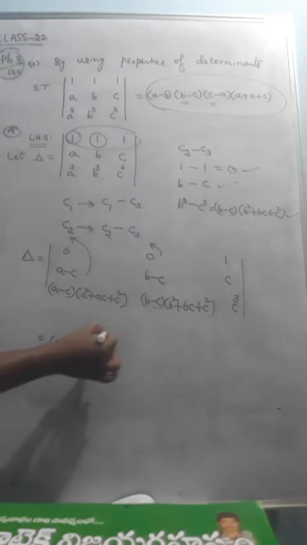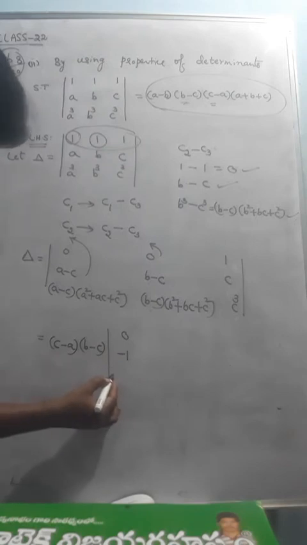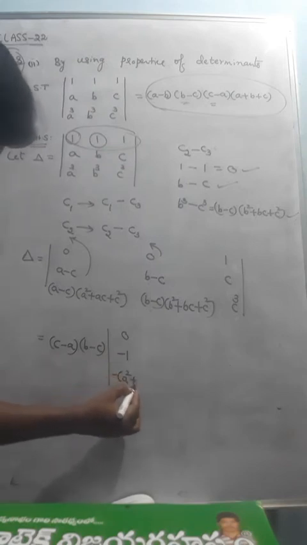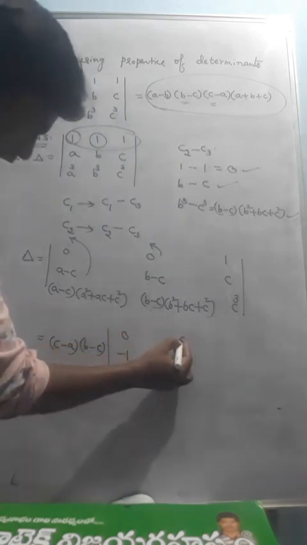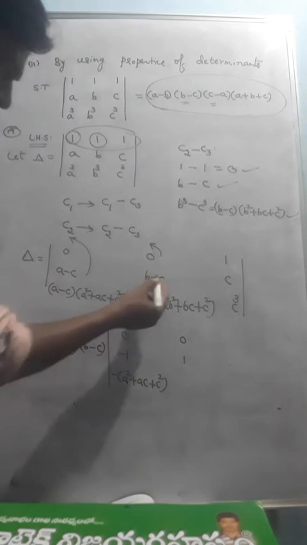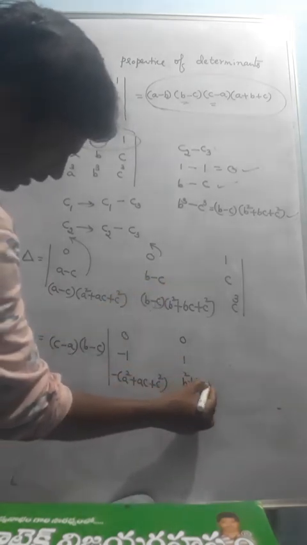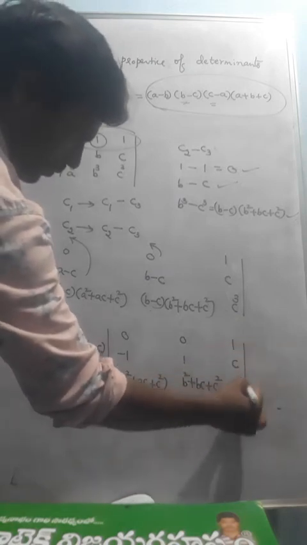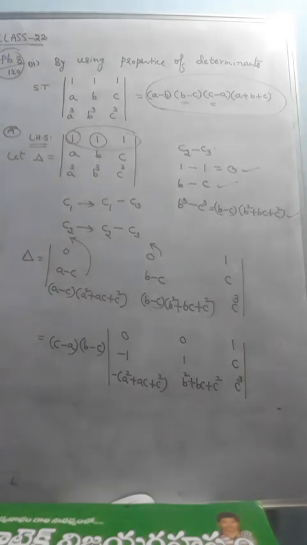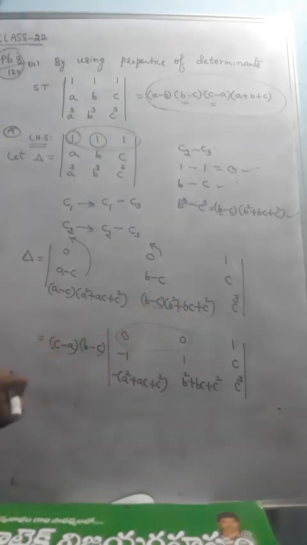Okay now, what happened? Next, 0 here, here minus 1, here minus of A square plus AC plus C square. Here 0, here 1. B minus C we have taken outside. So next, B square plus BC plus C square, 1, C cube. Okay, next you can expand. We got zeros, so if you expand you will get the right hand side part.